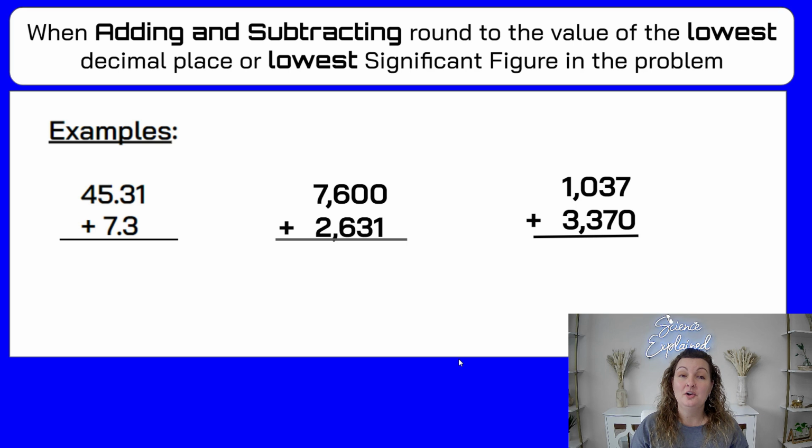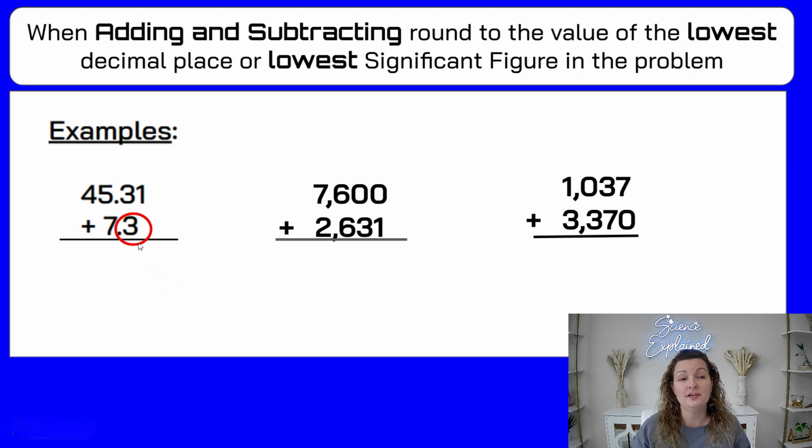All right, now when we add and subtract, we're going to round to the value of the lowest decimal place or the lowest significant figure in the problem. So I want you guys to try these out. Pause this video, do the math. You can even use a calculator, it's completely fine. And solve these addition problems, and then try to use your significant figures to round to the correct one, okay? All right, let's go ahead and go over it.